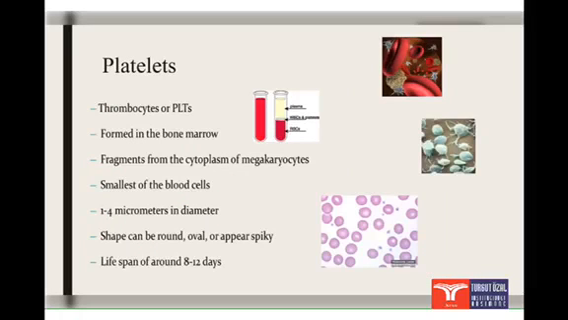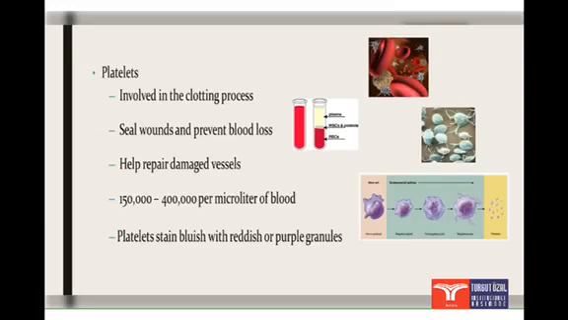Platelets are known also as thrombocytes, formed in the bone marrow, fragments from the cytoplasm of megakaryocytes, the smallest of the blood cells, 1 to 4 micrometers in diameter. Shape can be round, oval, or appear spiky. Lifespan of around 8 to 12 days. Also, platelets are involved in the clotting process, seal wounds to prevent blood loss, and help repair damaged vessels.